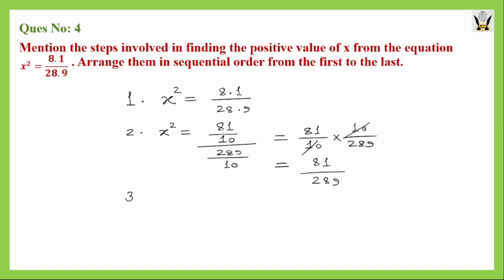Now in the next step we will represent the rational number that we have on the right side as a perfect square. So 81 and 289, first we will represent separately and then combinedly. So 81 we know is the square of 9, and 289 is the square of 17. So finally it can be represented as 9 divided by 17 and then the square of that. And in the final step, from x square the value of x we can easily determine, and that will be 9 divided by 17.